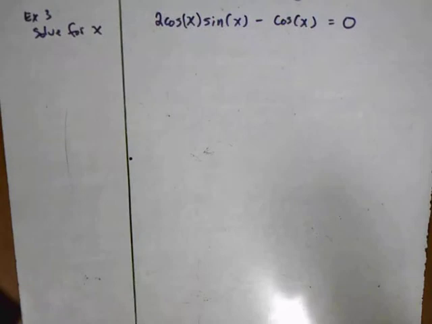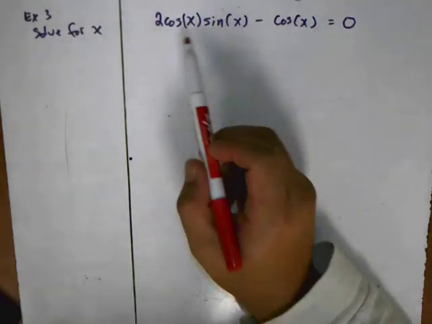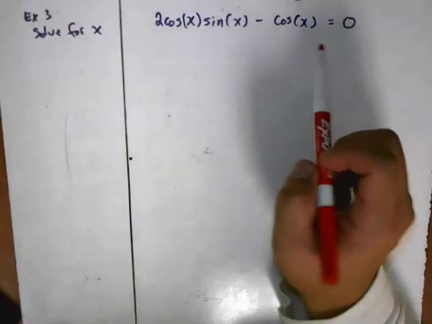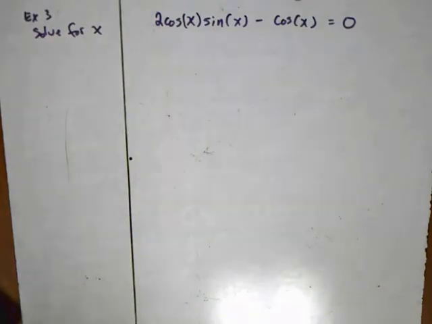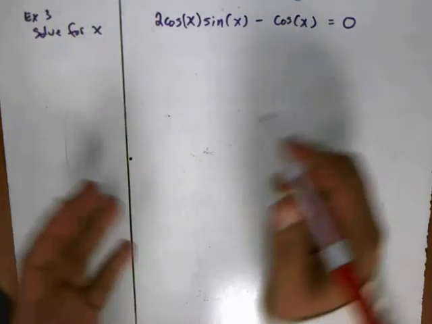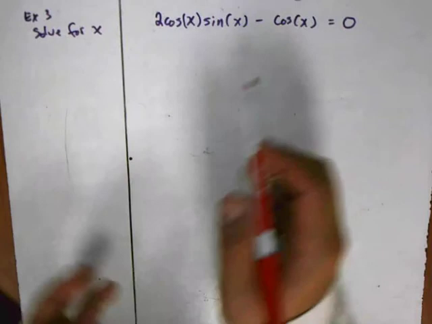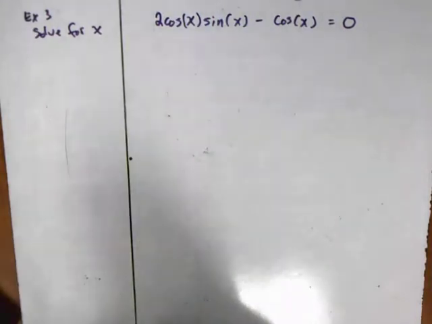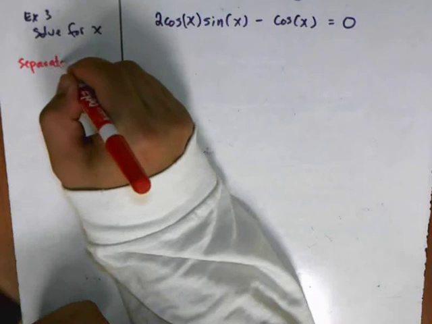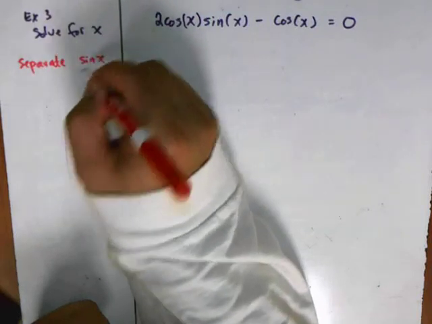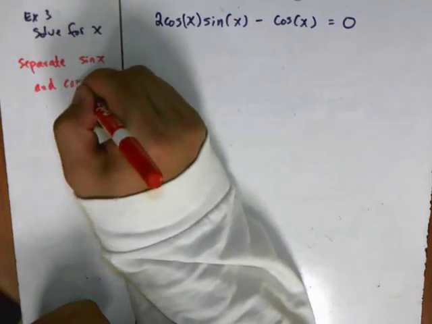For example, what makes this difficult is there is both cosine and sine involved in here, and it's challenging to solve because we can solve an equation with one trig ratio. It's much harder to solve if you have two trig ratios mixed in there. So one of the things we're going to try and do is separate sine x and cosine x.